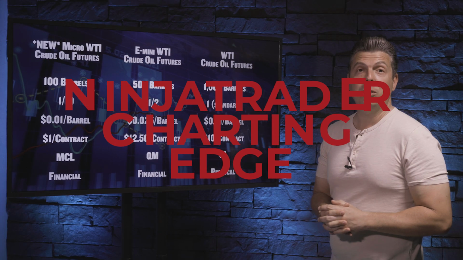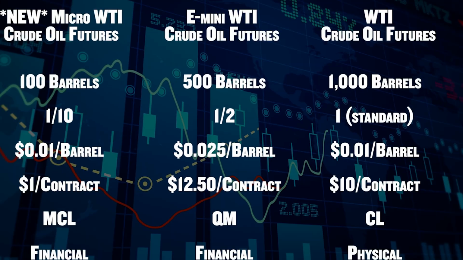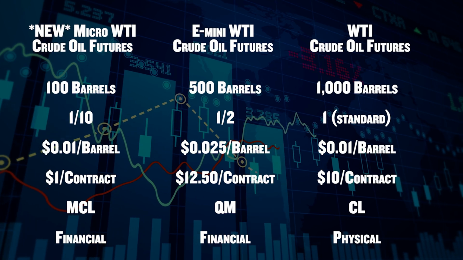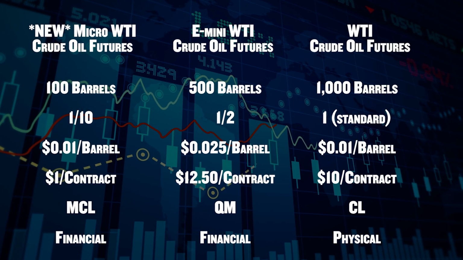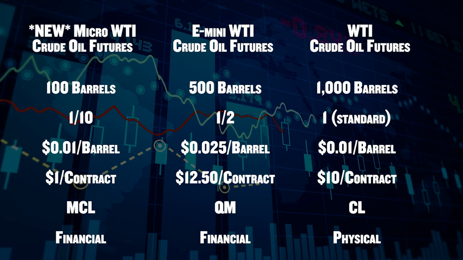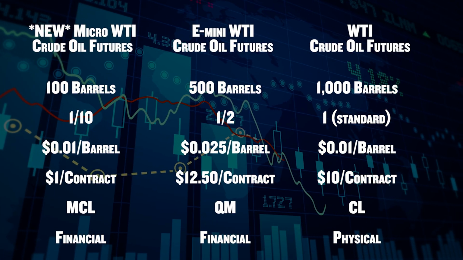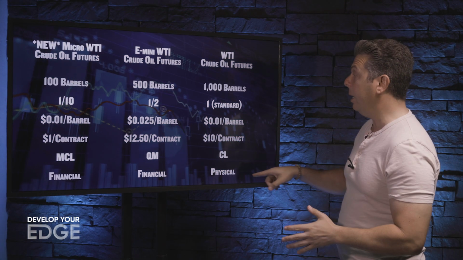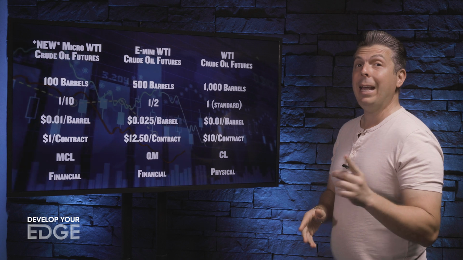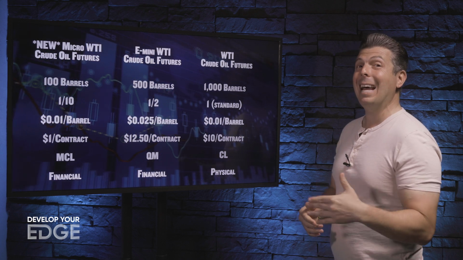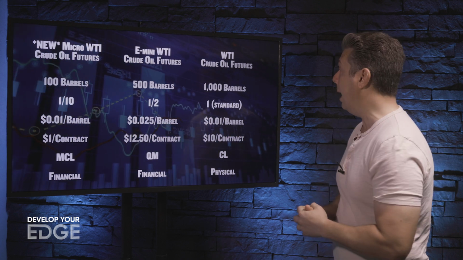Before we get to the crude oil chart, I want to go over the 3 different types of futures contracts that CME Group has. Most of you are familiar with CL. That's the main crude oil contract. That's 1,000 barrels per contract. It's physically delivered. It's $10 per tick, so it moves in penny increments. So on a 10-cent move, that's $100.